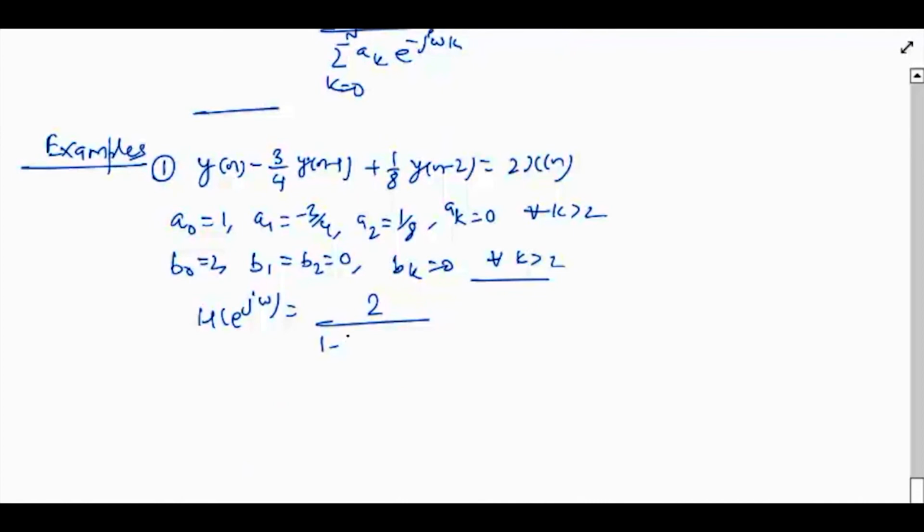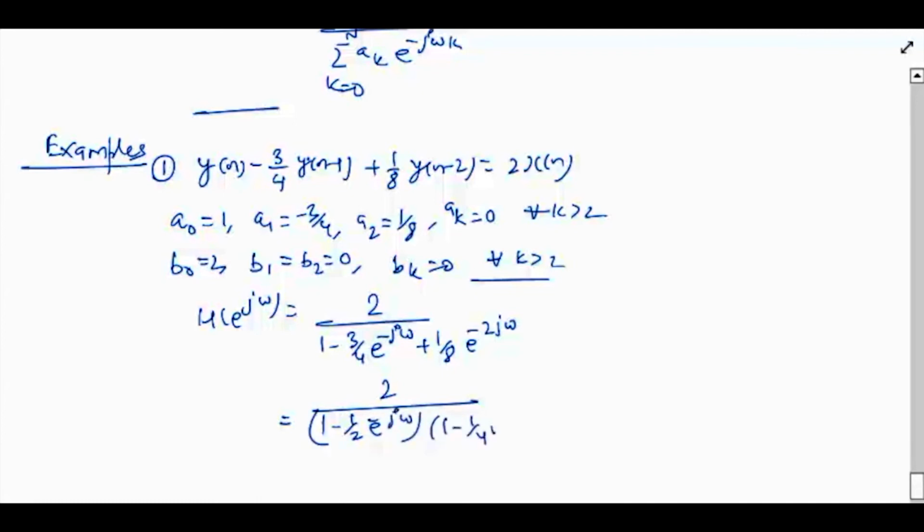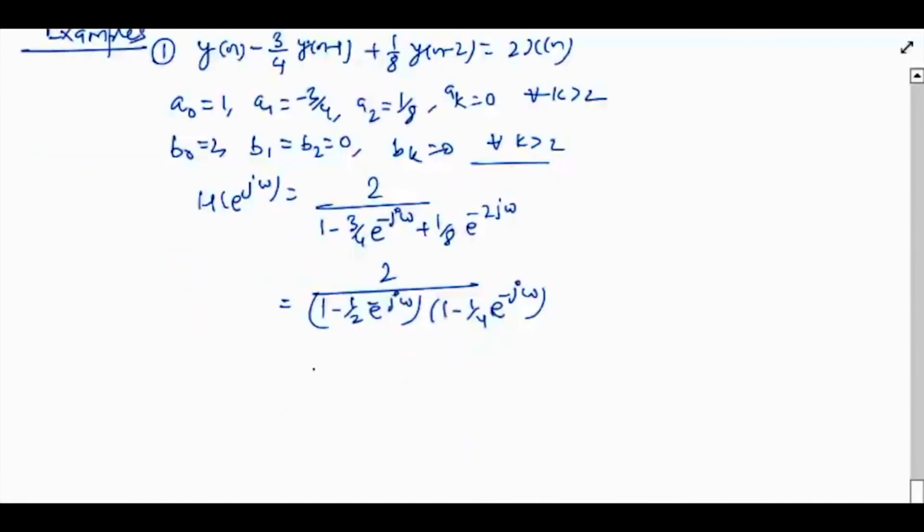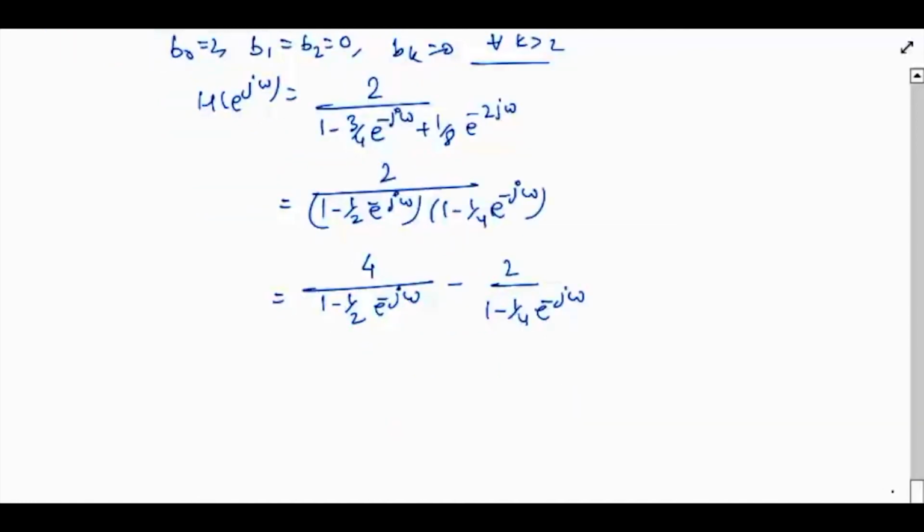Hence, from the above relation, we can see that H(e raised to j omega) is given by 2 divided by 1 minus 3 by 4 e raised to minus j omega plus 1 by 8 e raised to minus 2j omega, which can further be written as 2 divided by (1 minus half e raised to minus j omega) times (1 minus 1 by 4 e raised to minus j omega). We can use partial fraction expansion to see that the right hand side is equal to 4 by (1 minus half e raised to minus j omega) minus 2 divided by (1 minus 1 by 4 e raised to minus j omega). Now we can easily compute the inverse Fourier transform of the two terms on the right hand side to obtain h[n] equals 4 into half to the power n u[n] minus 2 into 1 by 4 raised to n u[n].